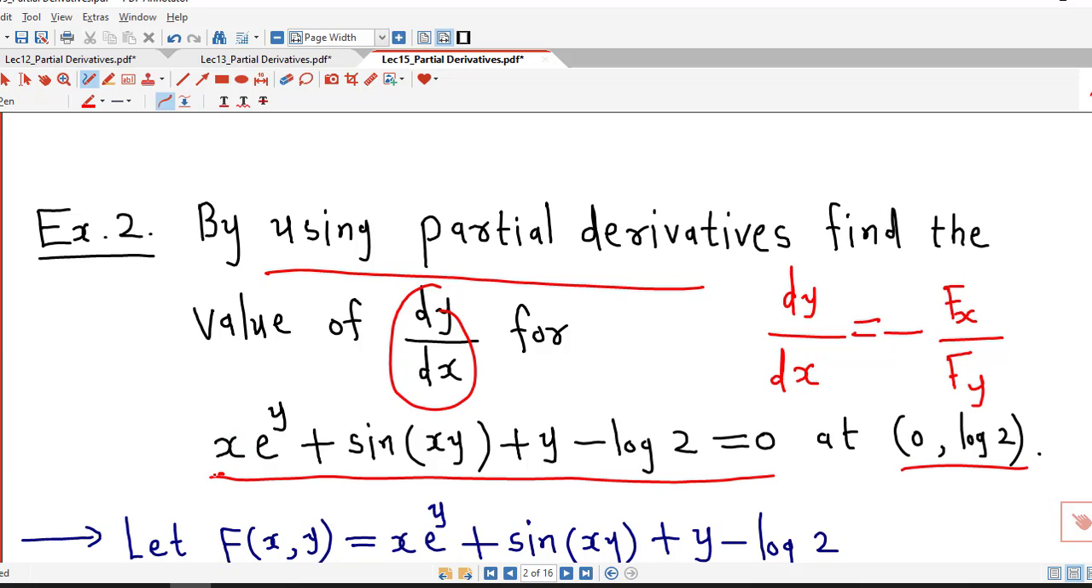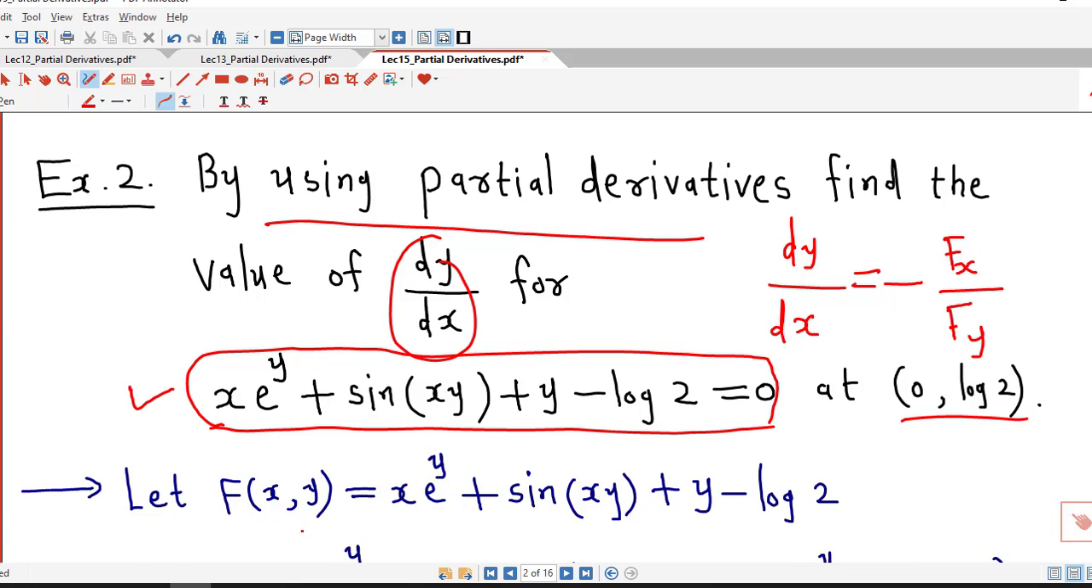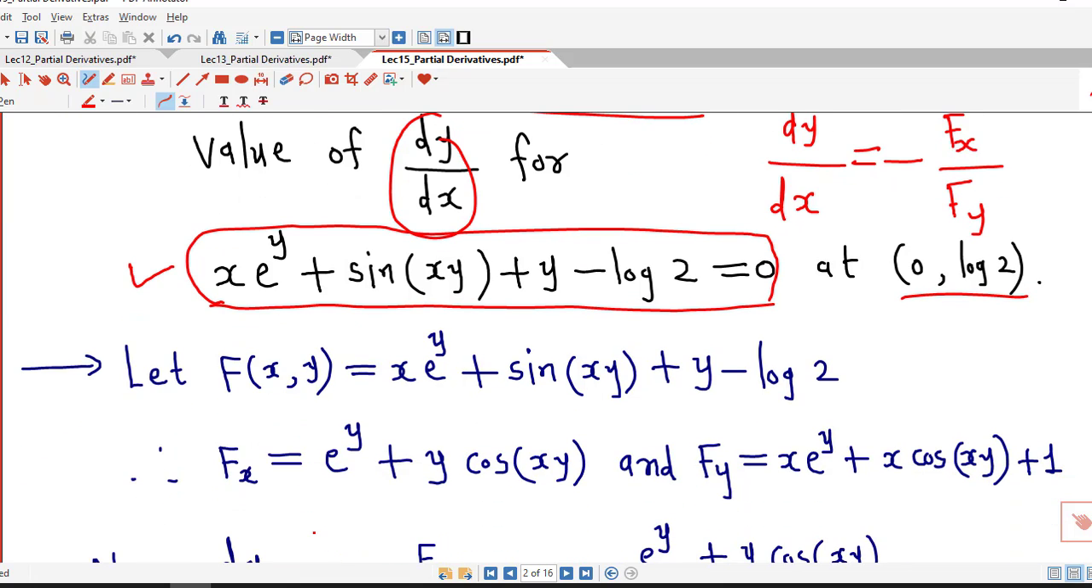So here also this relationship determines y as a function of x. So first we assume that this left hand side is denoted by capital F, and we calculate partial derivatives of capital F with respect to x and y. So while differentiating with respect to x, we consider y as constant. So in first term e raised to y is constant, derivative of x is 1.